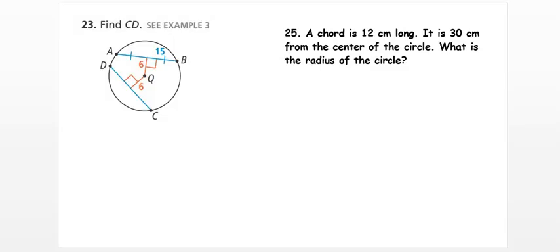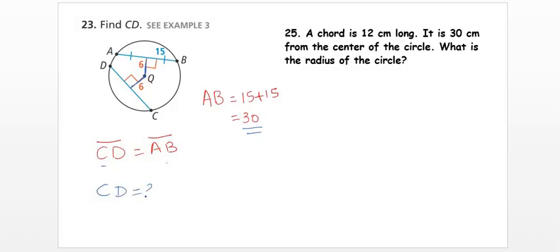Here is the next question. It says find CD. Obviously CD will be equal to AB. What is the reason? This is the most important thing that you have to know: both these chords AB and CD are equidistant from the center. Both are 6 units away from the center. So that's why the two chords will be congruent. CD is equal to AB, and we know that AB is 30 units, so CD will also be 30 units.